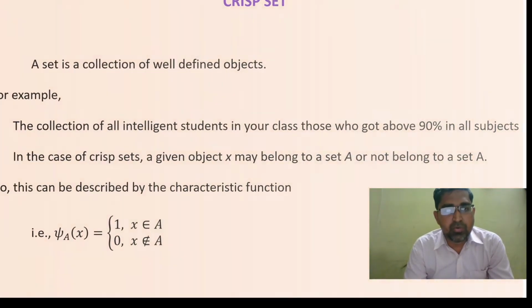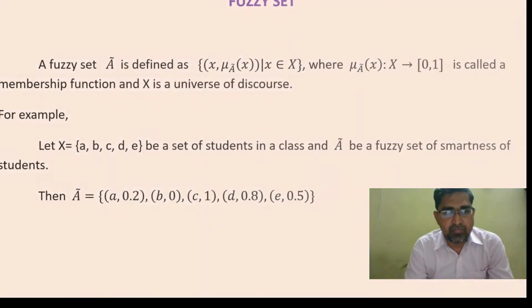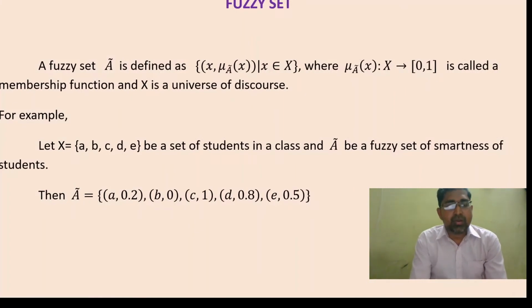Now let us move to fuzzy sets. What is a fuzzy set? A fuzzy set is defined as a set of all ordered pairs (x, mu A of x) such that small x belongs to capital X, where mu A of x is a function from capital X to the closed interval [0, 1]. It is called a membership function, and X is the universal set.